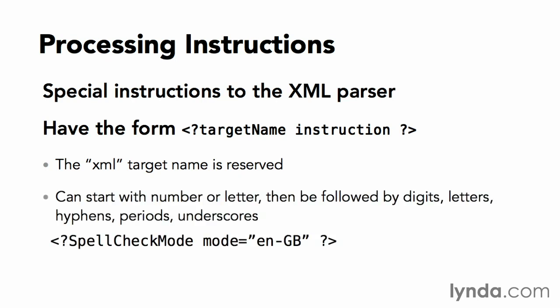For example, maybe you have an application that has multiple spell checking modes, and so you might want to write a spell check mode processing instruction with some kind of instruction saying, hey, use this particular alphabet when you're doing your spell checking. It's just a way for the XML data to contain information that the parser itself can use to affect how the parsing is done.